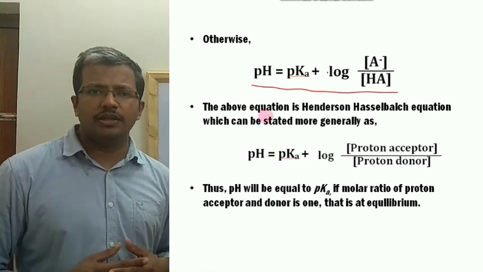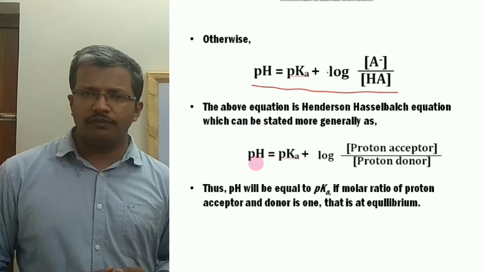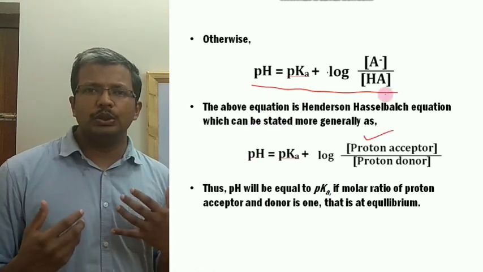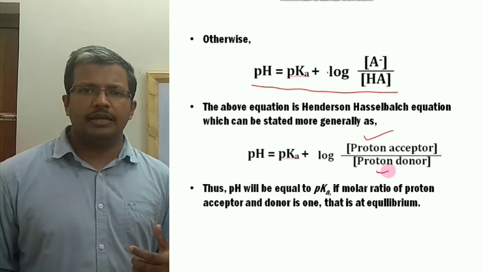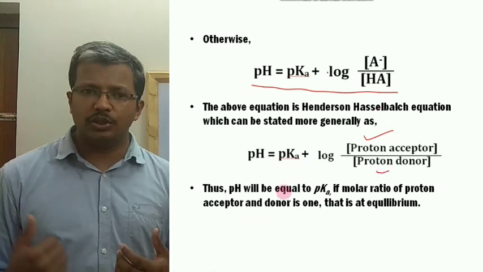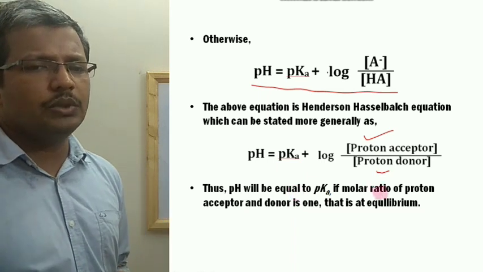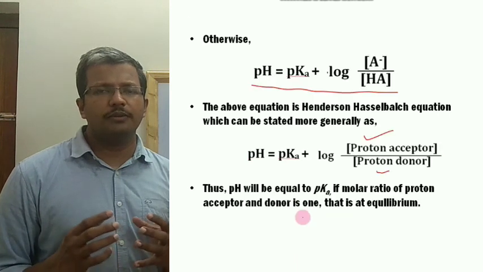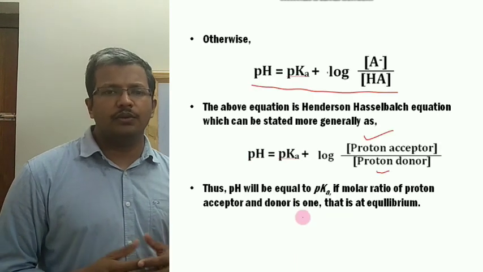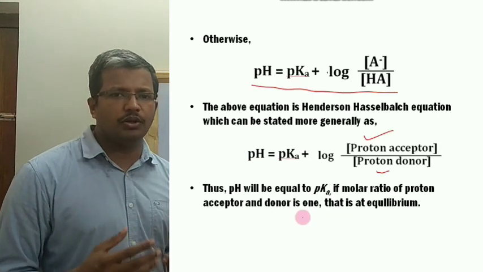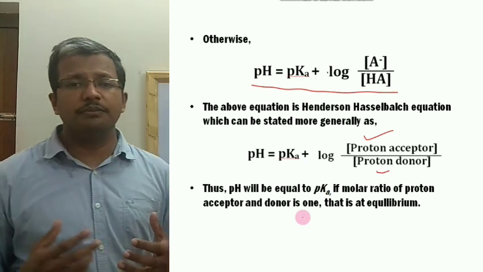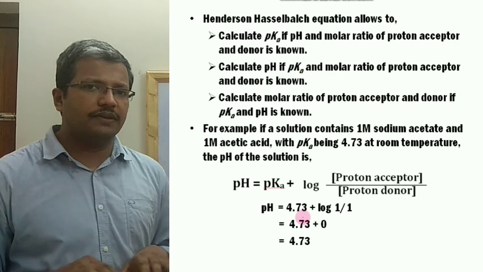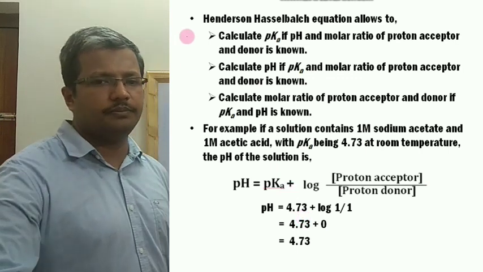The above equation is the Henderson-Hasselbalch equation, and we can rewrite it further as pH equals pKa plus log of proton acceptor divided by proton donor. So pH will be equal to pKa if the molar ratio of proton acceptor and proton donor is 1. Okay, so if the molar ratio is 1, pH equals pKa, and we can say that it is at equilibrium.